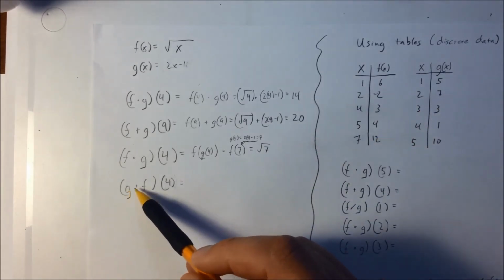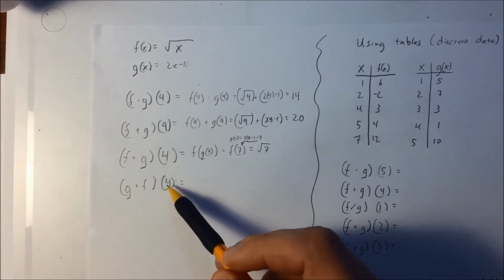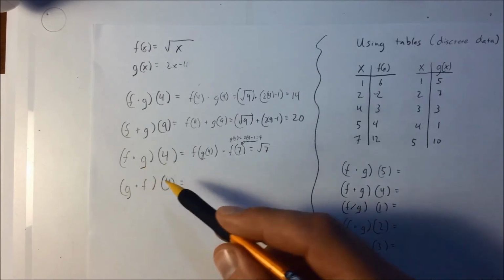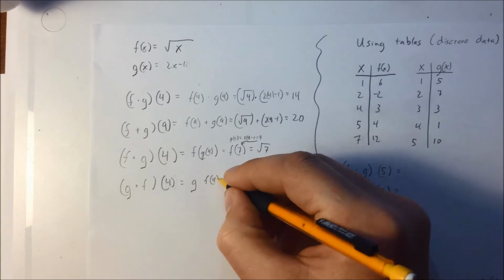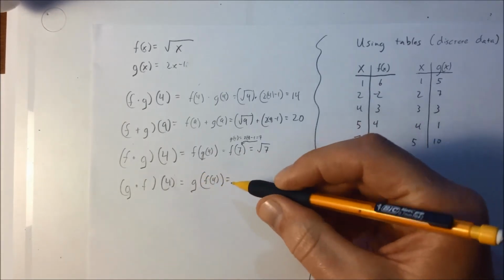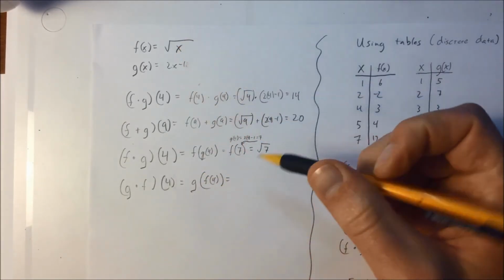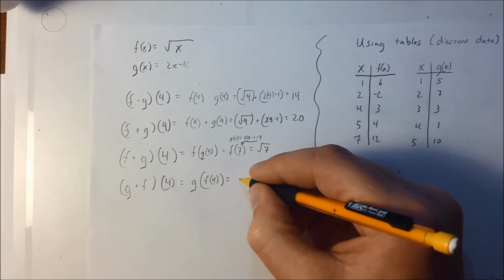Now, we can also switch it up the other way. g of f of 4. Those are not going to be the same thing. So g of f of 4, well, f of 4 is the square root of 4.